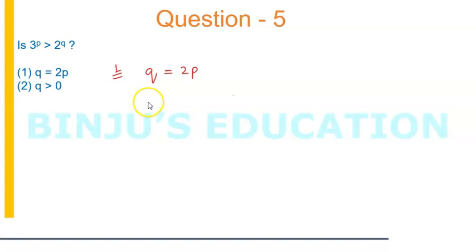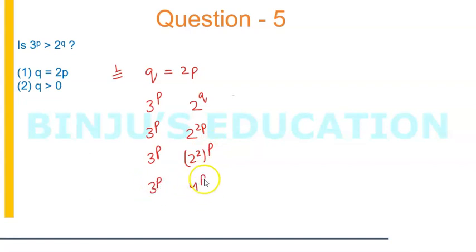So I will have 3 to the power p and 2 to the power q. In place of q, you put 2p. So 3 to the power p, 2 to the power 2p. 3 to the power p, 2 squared to the power p, and this will be 4 to the power p.